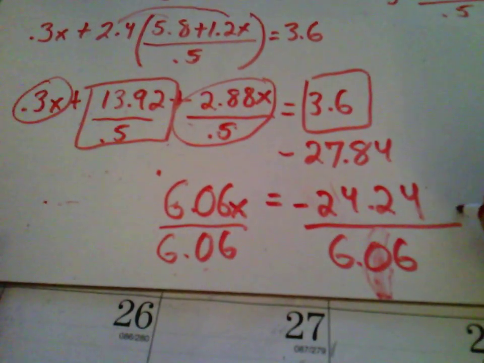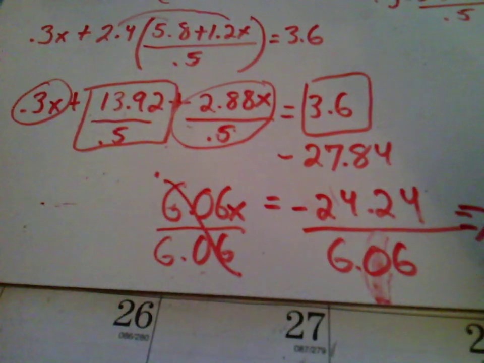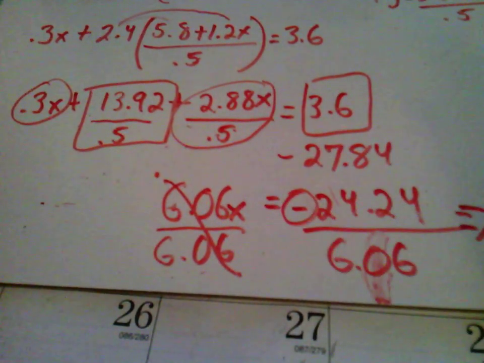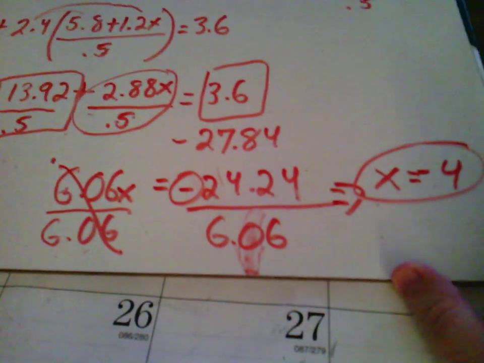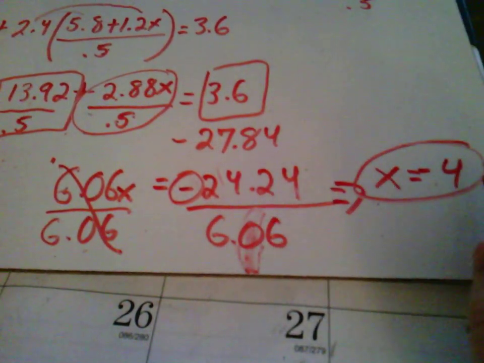Okay. Let's see what this simplifies to. This is just going to be x, and that is going to be equal to 24.24 divided by 6.06, which is 4. It's actually negative 4. This is a negative number. x is equal to negative 4. Alright. That's a nice, clean answer to this rather messy problem that we started with. Let's see if it works.